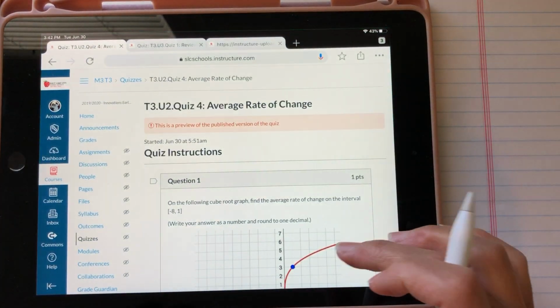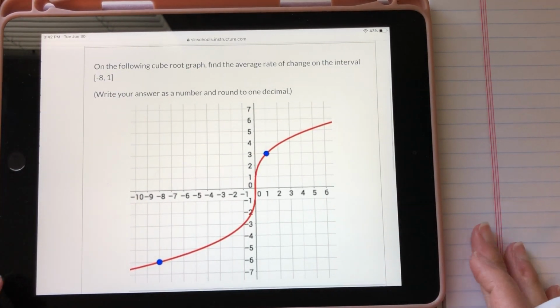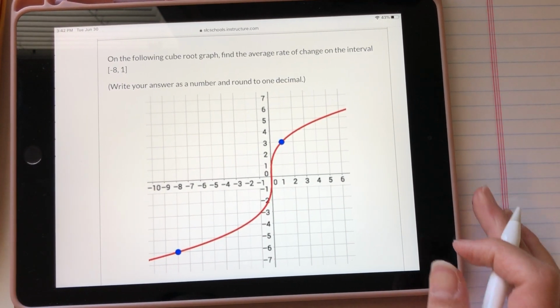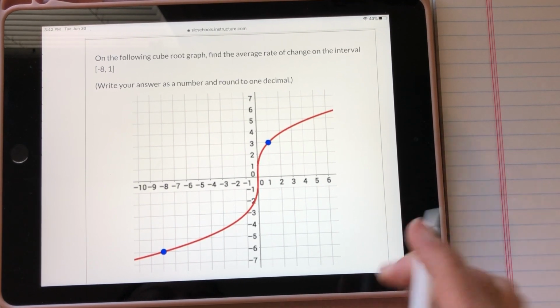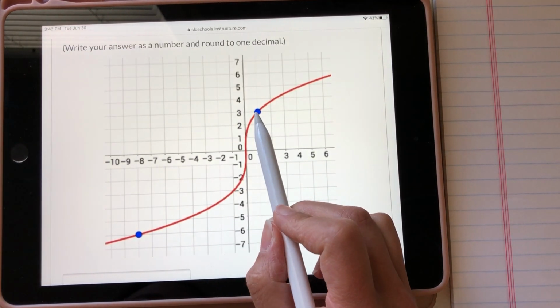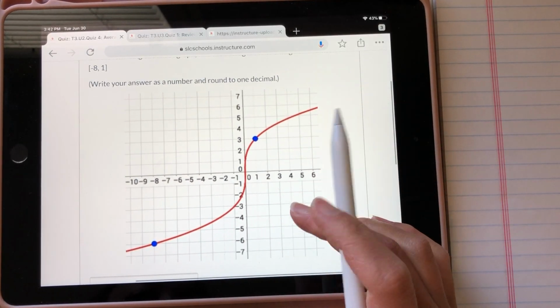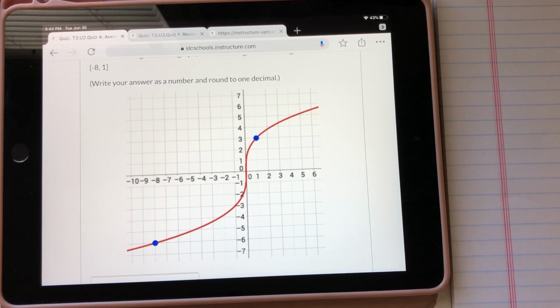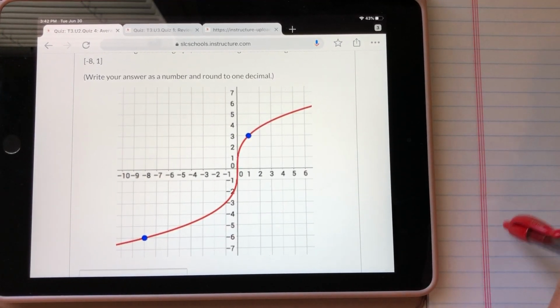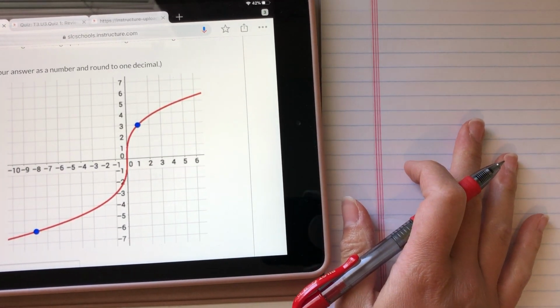Let's do one from the quiz. On the following cube root, find the average rate of change on the interval negative 8, 1. So negative 8, here's the coordinate point, and 1, here's the coordinate point. So I can do this two ways. I can do by finding the coordinate point. So let's do it that way first. Let me make some room here.